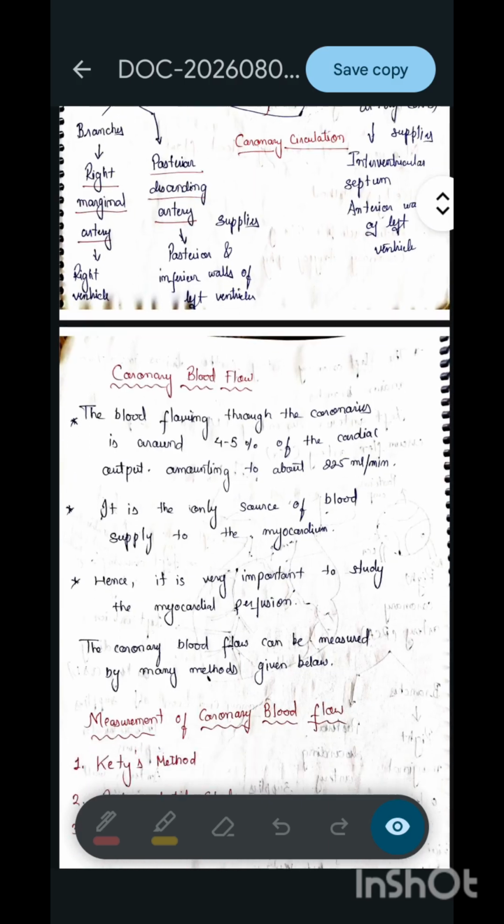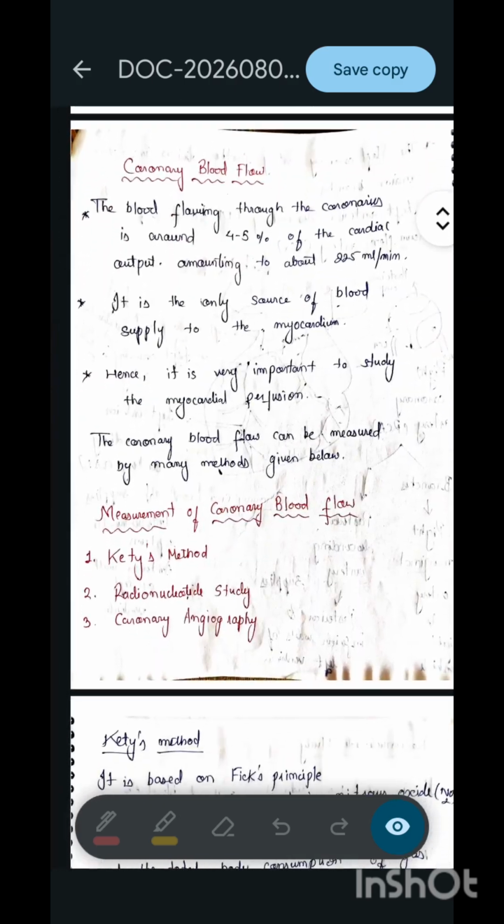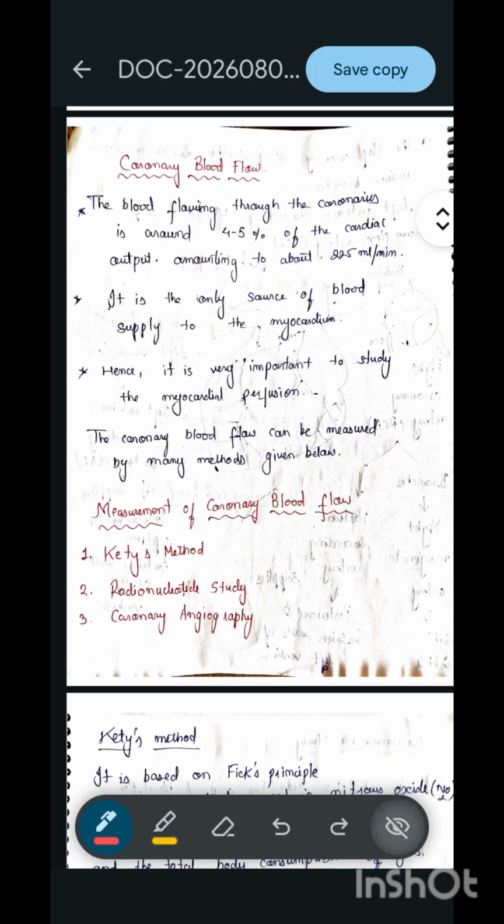We have studied the functional anatomy. Let's come to the coronary blood flow. Coronary blood flow is the blood flowing through the coronary arteries, and it is around 4 to 5% of the cardiac output. We know the normal value of cardiac output is 5 liters per minute, so this 4 to 5% amounts to 225 ml per minute. This is the amount of blood flowing through the coronary arteries in one minute.